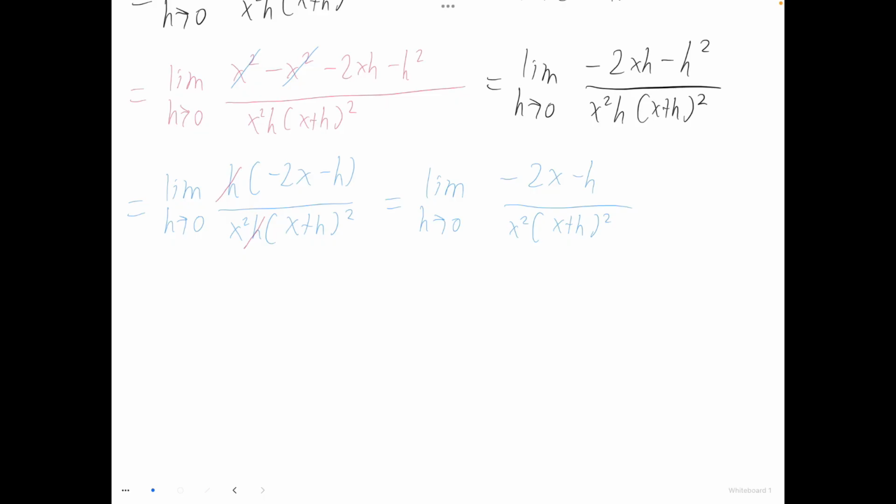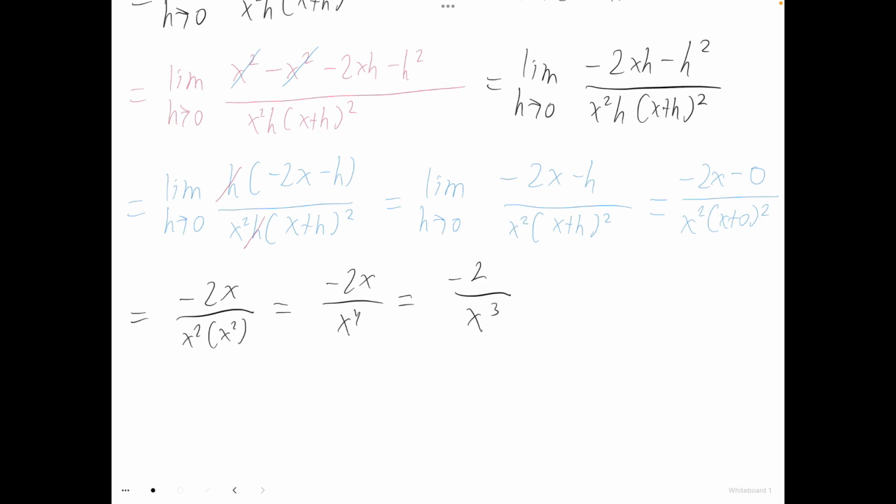And now if I tried to plug h in, this is just a rational expression, so I can just plug things in. If I try to plug h in, I'm not going to get 0 in the bottom. And so I can do so using direct substitution that we talked about last time. So this is negative 2x minus h, but h is now 0, divided by x squared times x plus 0 all squared. And so this becomes negative 2x divided by x squared times x squared, which is negative 2x over x to the 4th. And that then becomes negative 2 over x cubed.